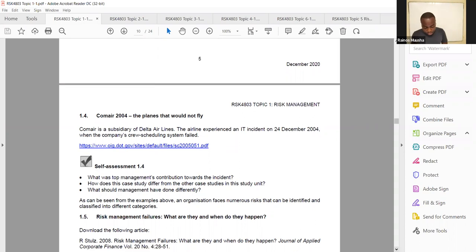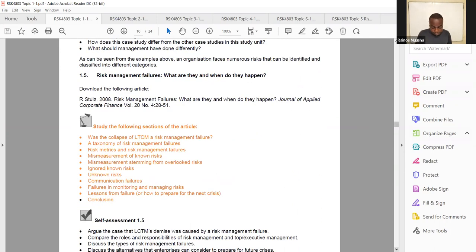All right. Then you'll see that there's study unit 1.5, which looks at risk management failures. What are they and when do they happen? In this case, they give us the case study of LTCM. Apart from analyzing the company itself, they go further and give us guidelines on what really causes risk management failures, and how you can potentially diagnose the situation.